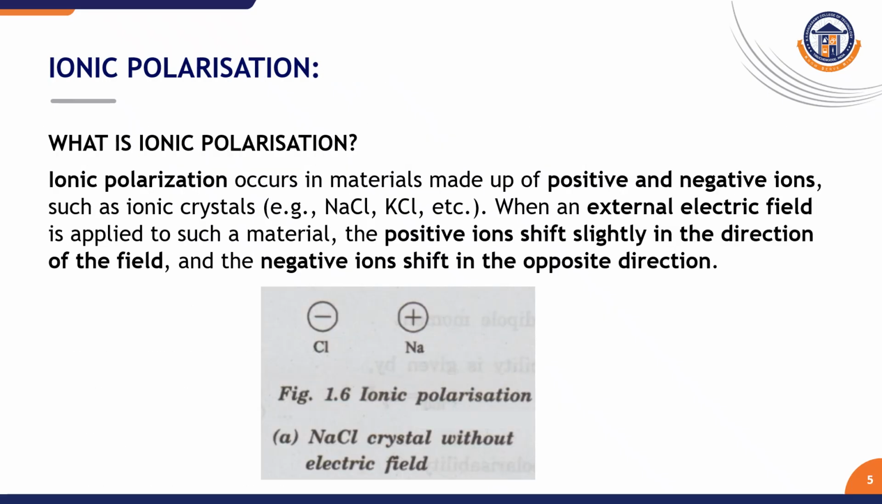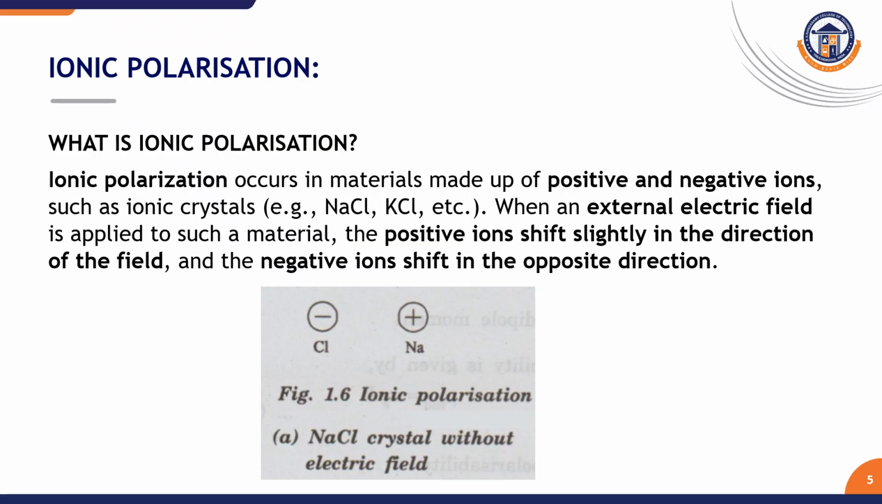First, we will see the first one, ionic polarization. Ionic polarization occurs in ionic crystals like NaCl, that is sodium chloride, when exposed to an electric field. The positive ions shift in one direction, negative ions shift in the opposite direction. This separation creates a dipole moment.